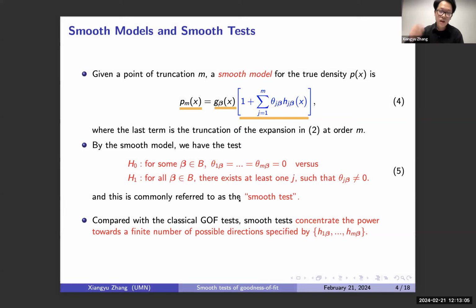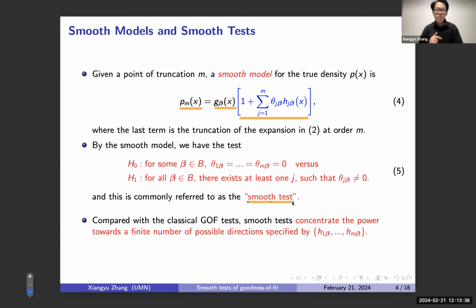This is commonly referred to as the smooth test. We can consider this smooth test as a generalization of our goodness of fit test, because when M goes to infinity, your test becomes P(x) equal to J(β, x), that is, whether or not infinitely many of these coefficients are 0. It becomes your original goodness of fit test. But here we consider a truncation to it, and it is called a smooth test.